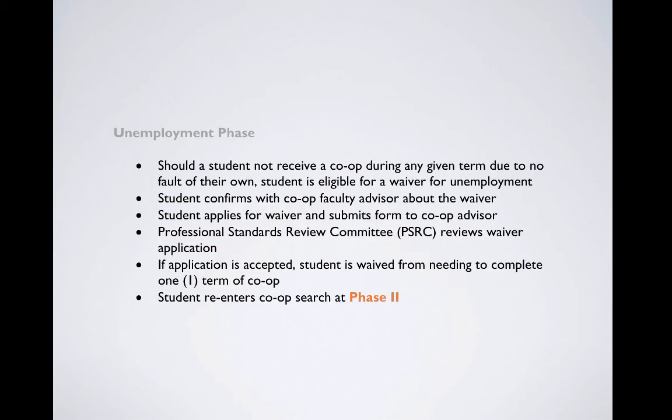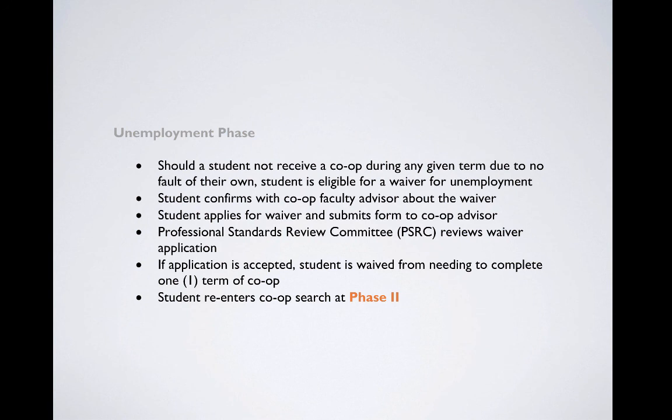There is an unemployment phase. Should you do everything you were supposed to do for co-op searching wise, you worked with your advisor, you ranked all the jobs, you were active in that search, and you worked really hard, but for whatever reason, really no fault of your own, you just didn't land a co-op. It does happen. It doesn't happen often, but it does happen. If that happens to you, don't worry. There is a system that we have in place that enables you to get credit for the work that you put in to search for a co-op but didn't get one.